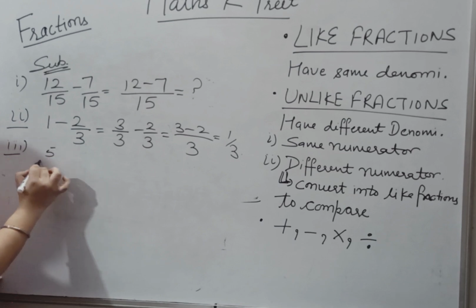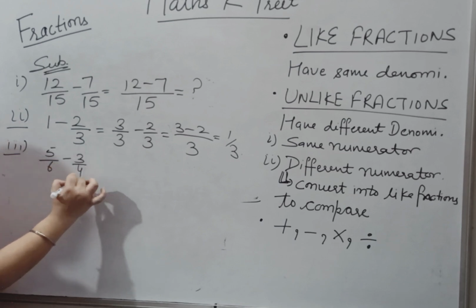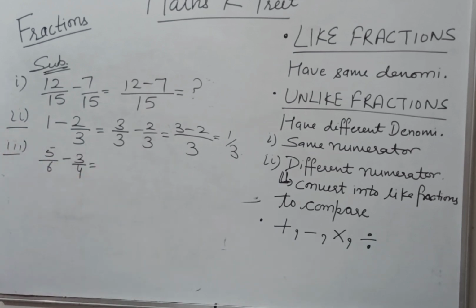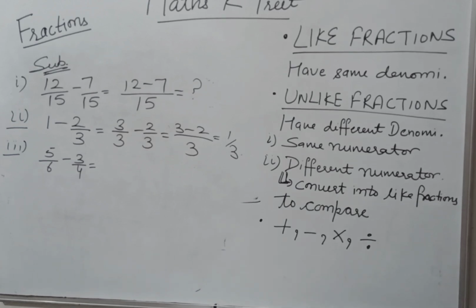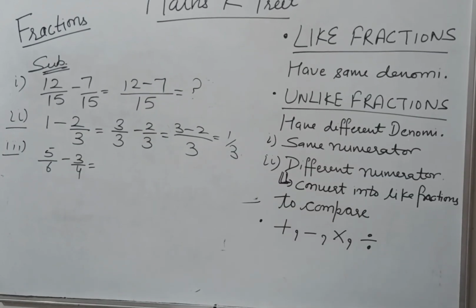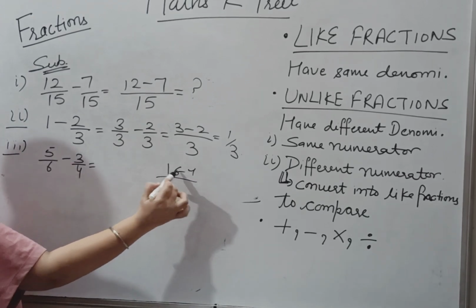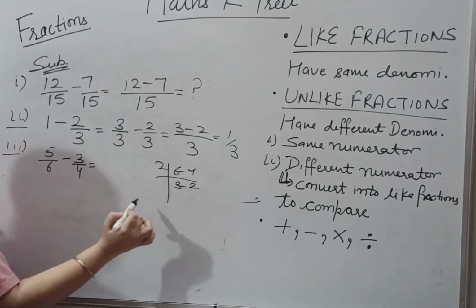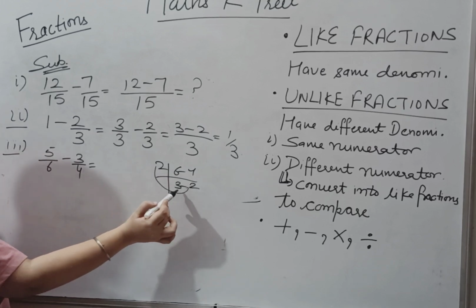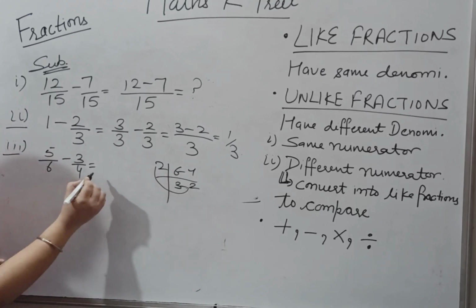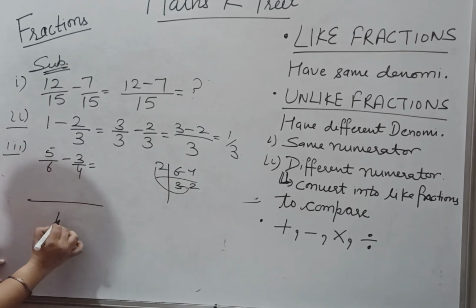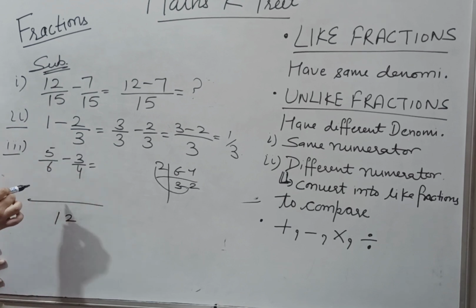The third case is unlike fractions. The same way we have done in the addition, we will use the same method, the LCM method. So what is the LCM for 6 and 4? We go on to 2 to the 6, 2 2s are 4. So 4 into 3 is 12. So the LCM is 12. I am writing here. So 6 2s are 12.